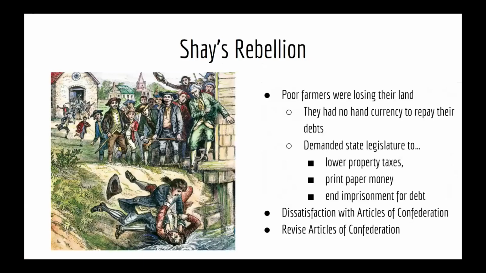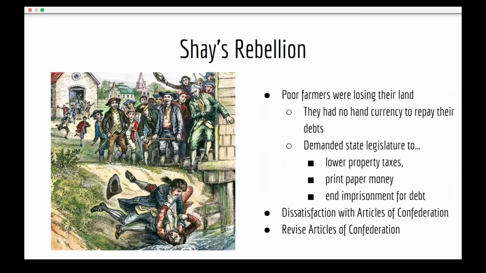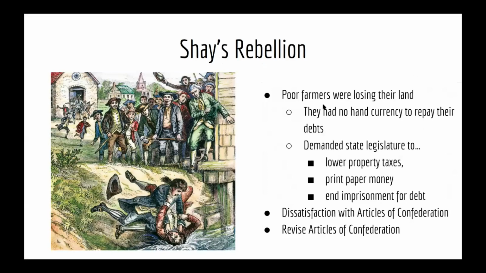Okay, so because of how weak the Articles of Confederation was, we have another rebellion called Shays Rebellion. Basically, because Congress didn't really have regulation of the economy or taxes, or had a very weak regulation of taxes, and couldn't levy taxes, many poor farmers were losing their land, and they had no currency to repay their debts.